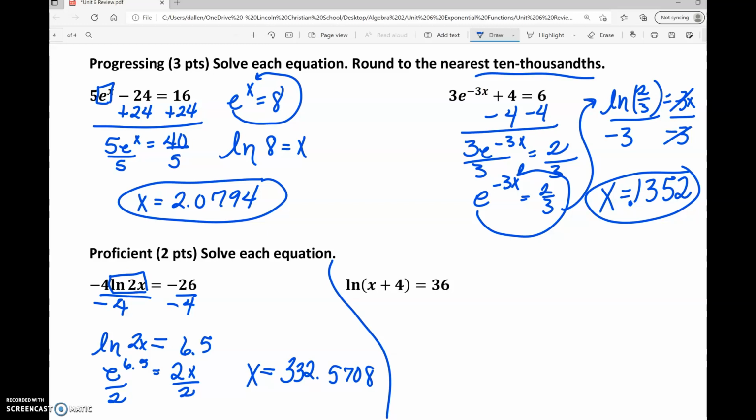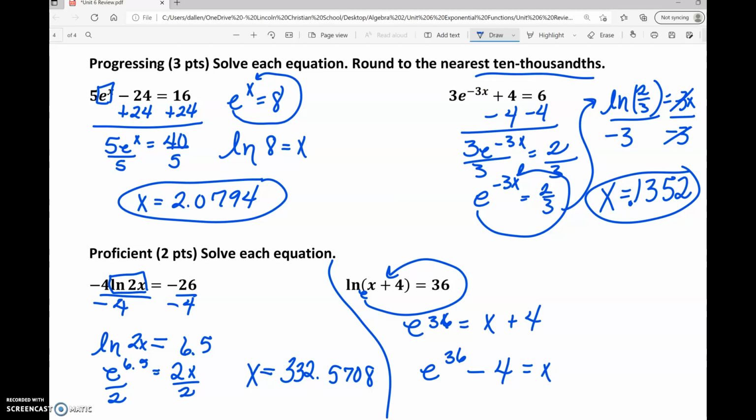And then this one had a lot of people, this confused them. So I don't have anything outside the log, so I don't have to get anything by itself. So I'm not moving anything right off the bat. So I'm going to go right into exponential form. So e to the 36 equals x plus 4. And then I could plug e to the 36 into my calculator and then subtract 4. So e to the 36 minus 4 is what x equals.